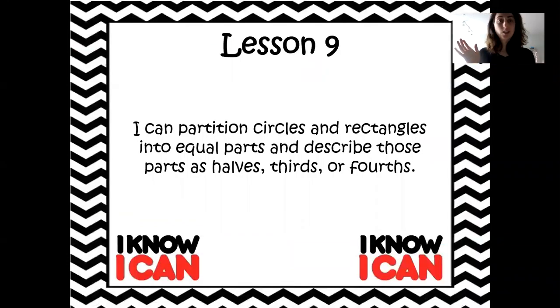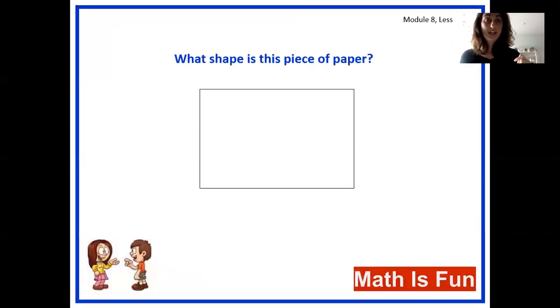Okay, so we're going to go ahead and get started. We're going to say I can partition circles and rectangles into equal parts and describe those parts as halves, thirds, or fourths. Okay, so today we're really going to focus in on the half part of that. We're really going to do halves today. Okay, so we're going to partition. That means break apart or divide circles and rectangles. So let's go ahead and get started.